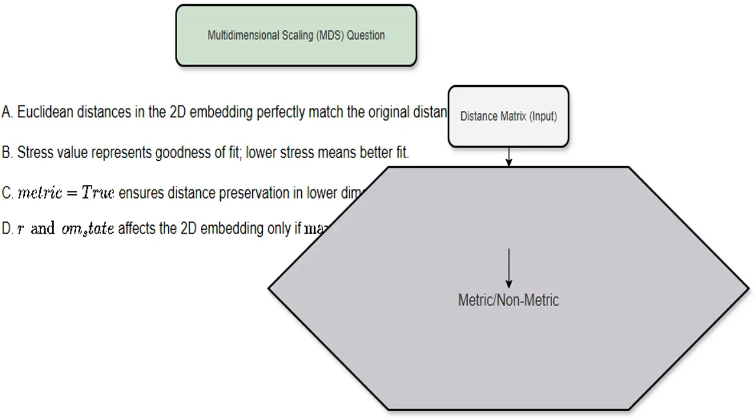This refers to a critical parameter in the MDS function. Metric true means that I'm trying to preserve the exact distances between data points. Non-metric means I only care about keeping the order of distances, e.g., A is closer to B than C. Think of it as the level of precision you want.